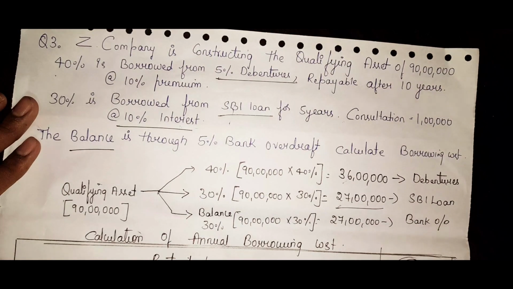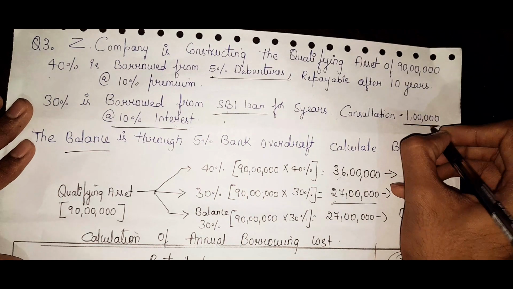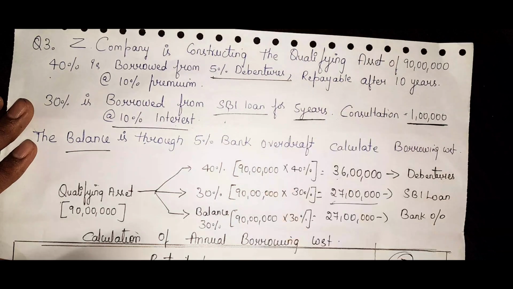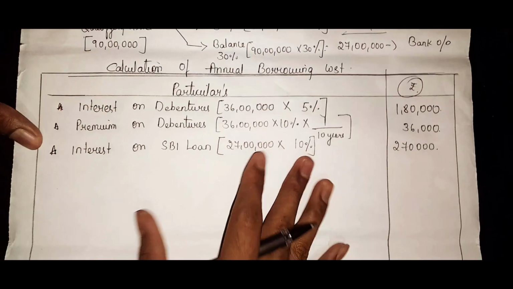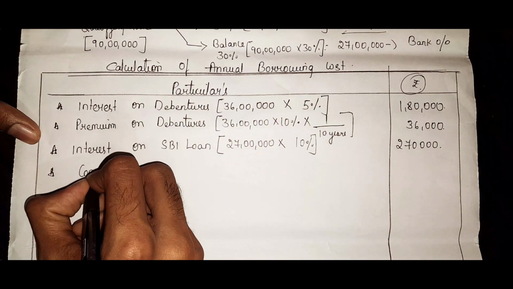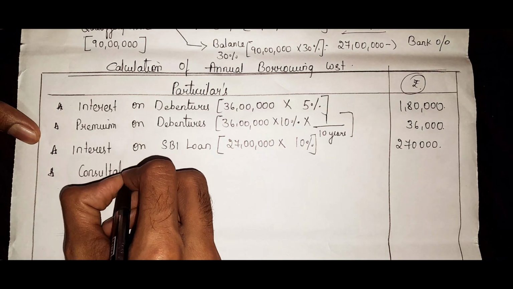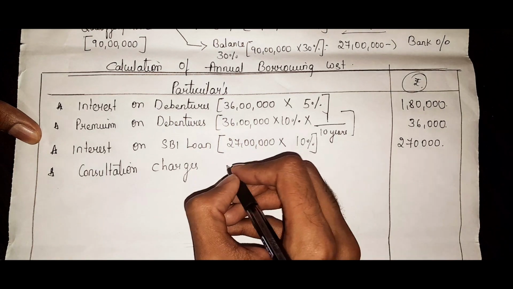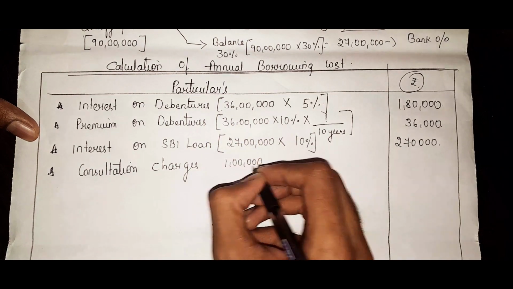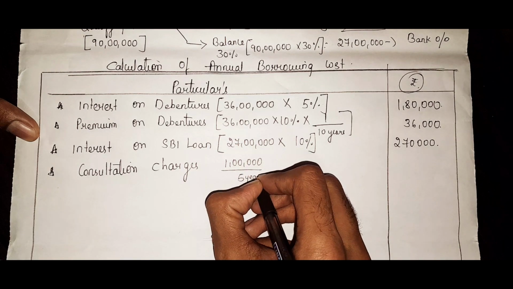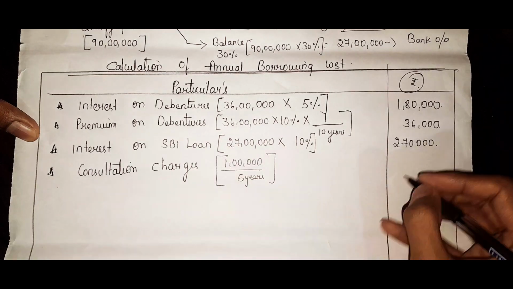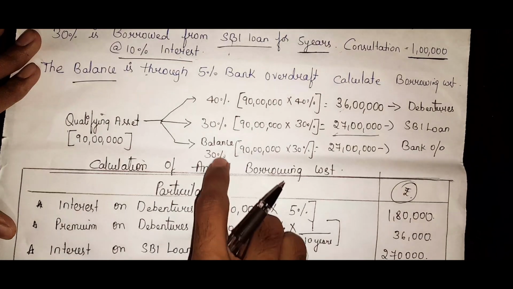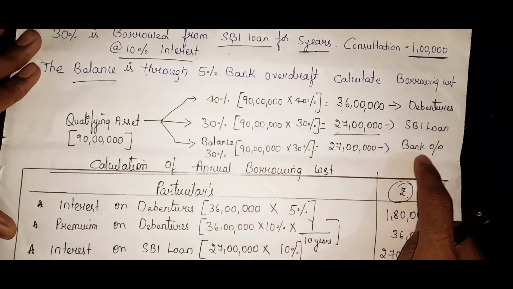They have told that consultation charges are 1 lakh, but it is for how many years? 5 years. We want only 1 year's consultation charges, so it will be consultation charges 1 lakh rupees divided by 5 years, because we want only 1 year's charges, it will be 20,000. Next we have balance, that is overdraft.